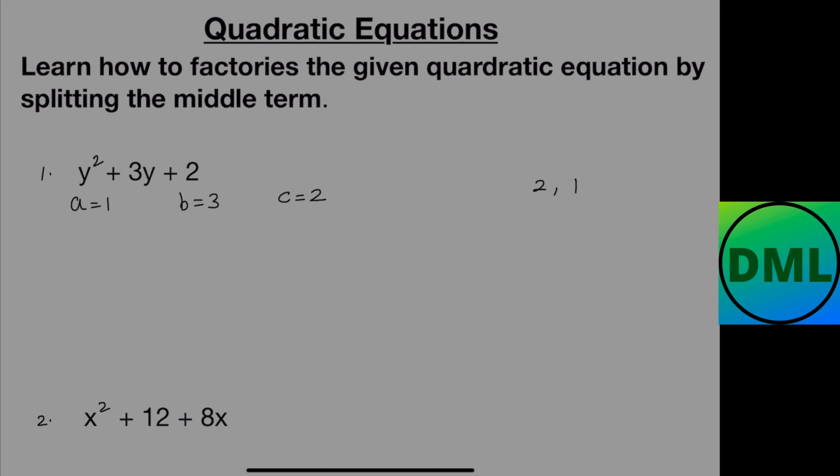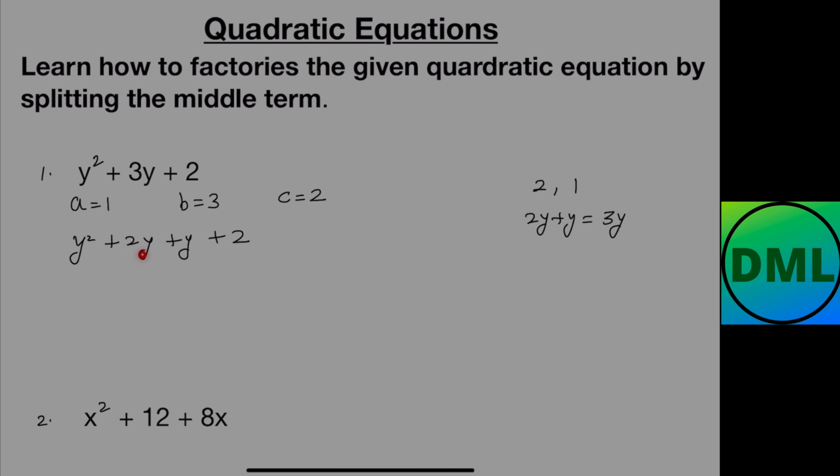I need to add them or subtract them in such a way that I should get my middle term 3y. If I subtract them, my answer is 1. But I need 3. That means I need to add both of them. 2y plus y will give me 3y. Let's write down here first. 2y plus y will give me 3y. I need positive 3y. That means whatever I did, 2y plus y is 3y, is correct. Let's split the middle term accordingly. y square plus 2y plus y plus 2. I split my middle term 3y as 2y plus y.